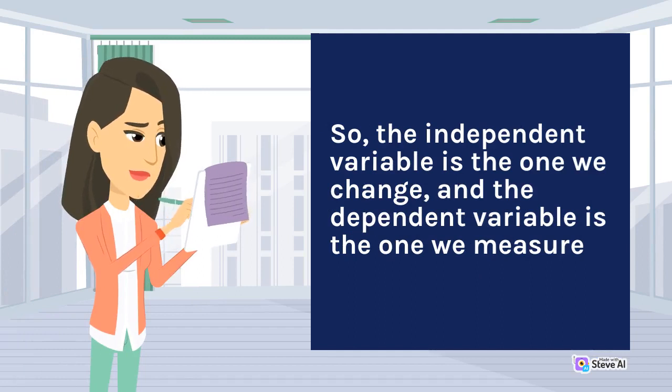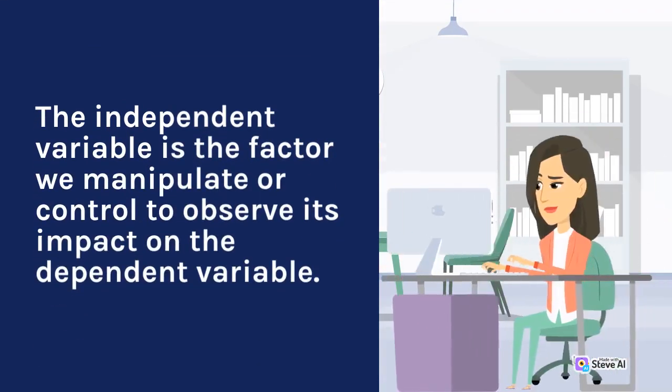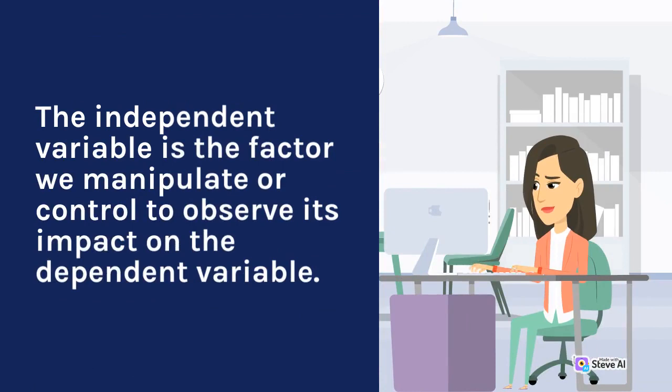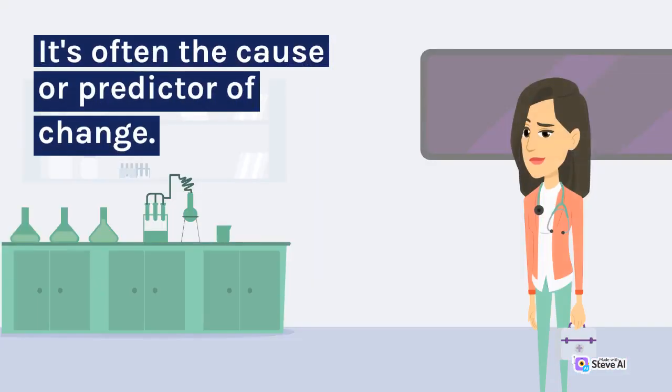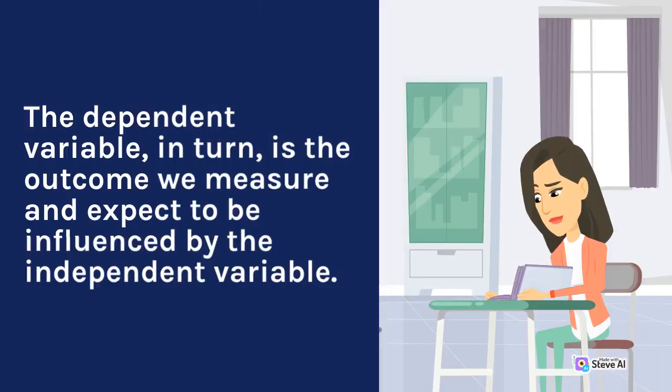So, the independent variable is the one we change, and the dependent variable is the one we measure. The independent variable is the factor we manipulate or control to observe its impact on the dependent variable. It's often the cause or predictor of change. In our example, we would administer different types of medication to different groups of patients to see how it affects their pain levels. The dependent variable, in turn, is the outcome we measure and expect to be influenced by the independent variable.